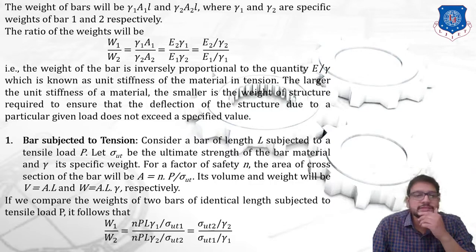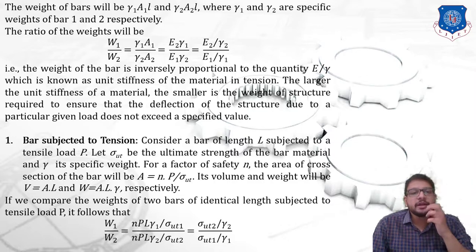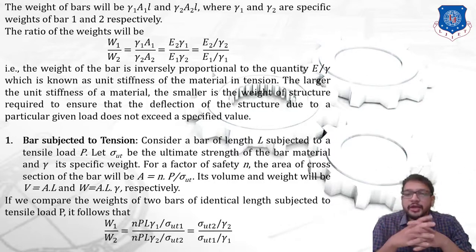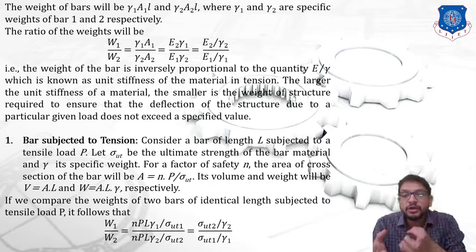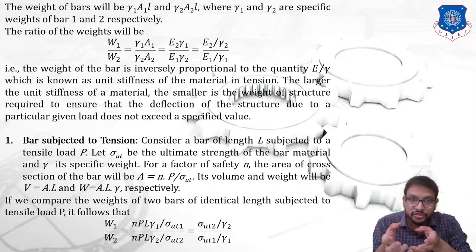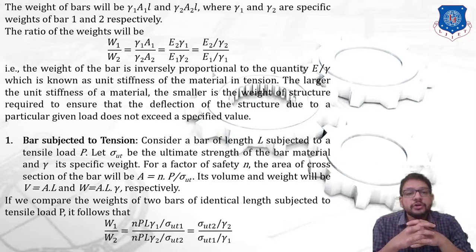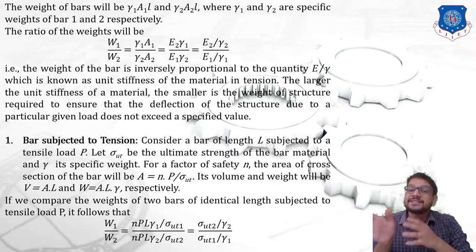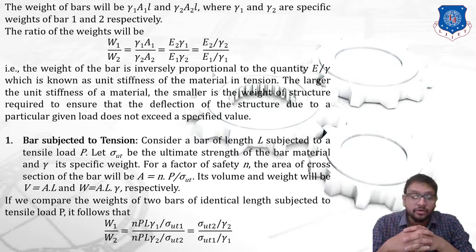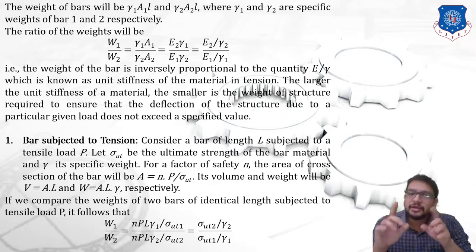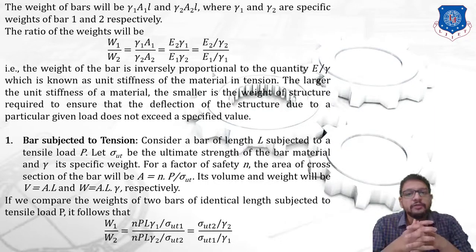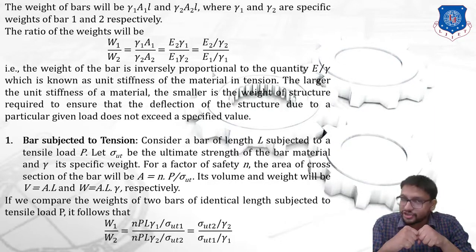So what does this statement indicate? It is very obvious that the larger the unit stiffness of a material, which means the larger the resistance to deformation of a material, then we can use a small amount of material, which means the weight of a structure would be smaller, which is required to ensure that deflection does not exceed the specified limit. So this is what it indicates, that the unit stiffness of a material should be as high as possible so that we can reduce the weight of a structure, right?